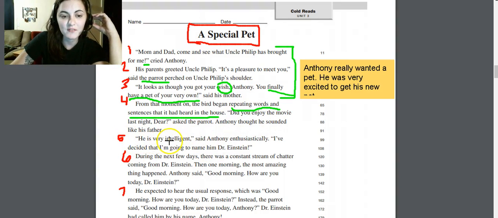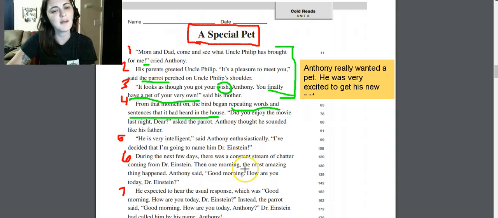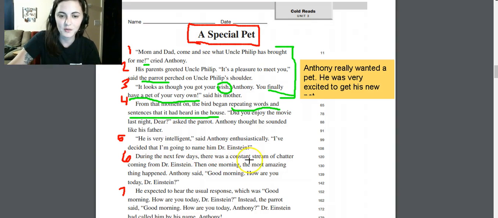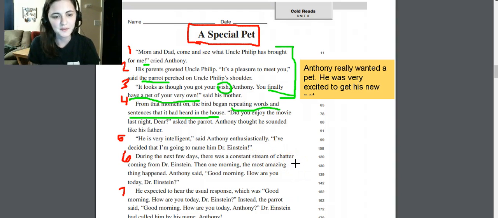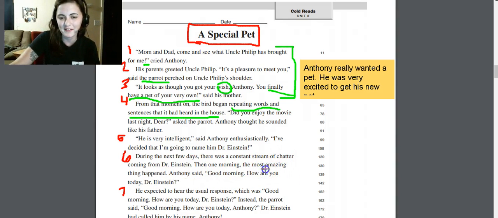Paragraph 5. "He is very intelligent," said Anthony enthusiastically. "I've decided that I'm going to name him Dr. Einstein." During the next few days, there was a constant stream of chatter coming from Dr. Einstein. Then, one morning, the most amazing thing happened. Anthony said, "Good morning, how are you today, Dr. Einstein?"